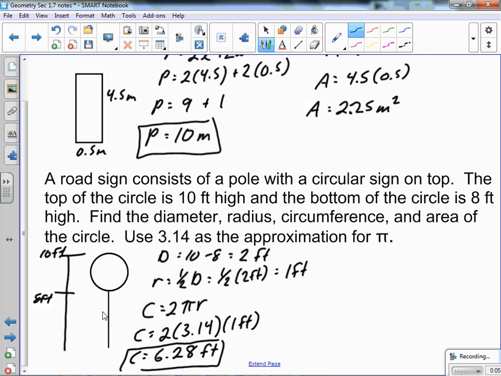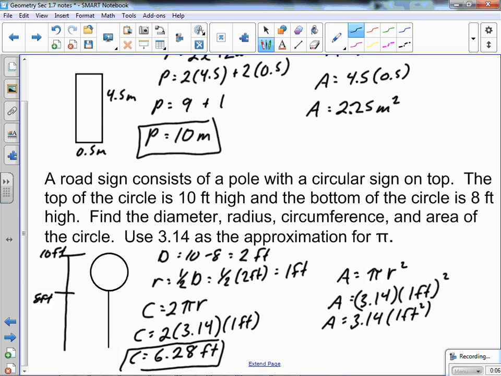And then for the area, formula is pi times the radius squared. So our area, pi, we're going to replace it with 3.14 times 1 foot squared. This one goes 3.14 times 1 foot squared, right? 1 times 1 is 1. Feet times feet is feet squared. Ultimately, our answer is 3.14 feet squared for the area of that circle.